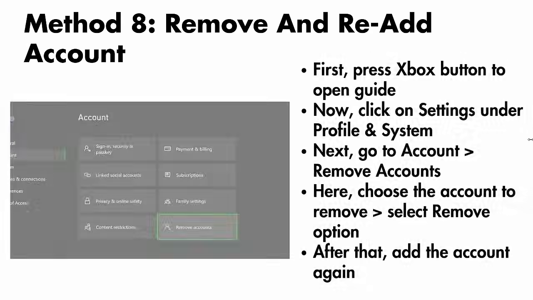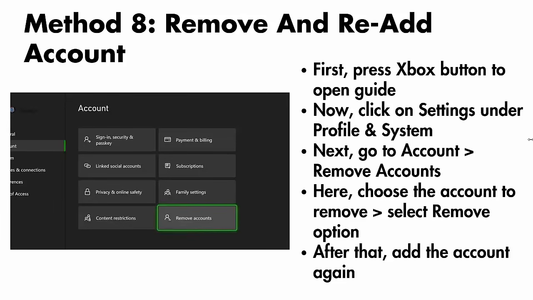Next is to remove and re-add account. For that, press Xbox button to open guide and now click on settings under profile and system. Next, go to account, click on remove accounts. Here, choose the account to remove, then select remove option. After that, add the account again.